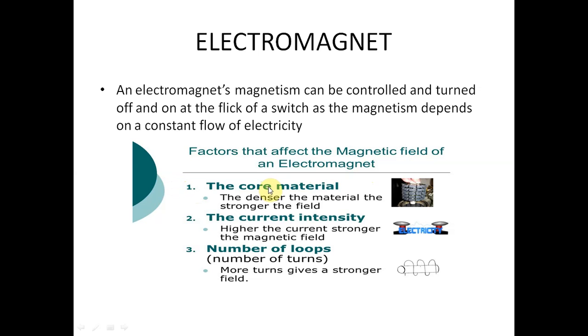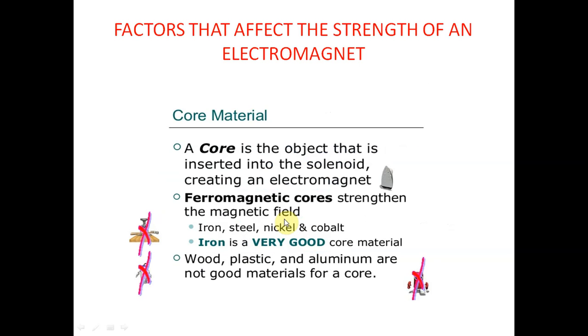उसमें सबसे पहले है कोर मटेरियल. Denser the material, the stronger is the field. Next is current intensity. Higher the current, stronger is the magnetic field. Third one is number of loops. More turns give a stronger field. ये जो तीनों फैक्टर हैं कोर मटेरियल, करंट इंटेंसिटी और नंबर ऑफ लूप्स, इनसे हम इलेक्ट्रोमैग्नेट की स्ट्रेंथ को कंट्रोल कर सकते हैं या बढ़ा सकते हैं. लेट अस सी वन बाय वन.